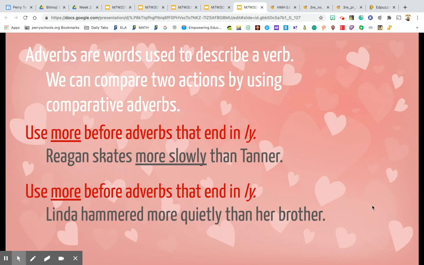Use more before adverbs that end in ly. Linda hammered more quietly than her brother. The verb is hammered, and Linda is the noun, and she hammers quietly, but we are looking at how she hammers compared to how her brother hammers. So we're going to say more quietly.